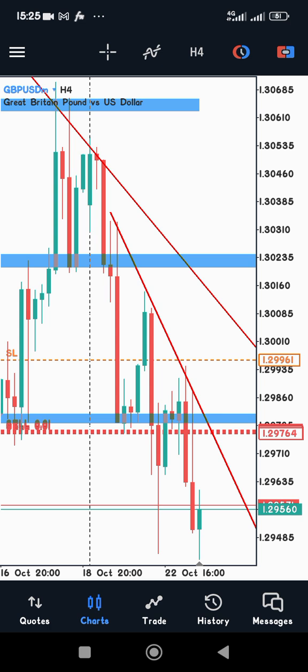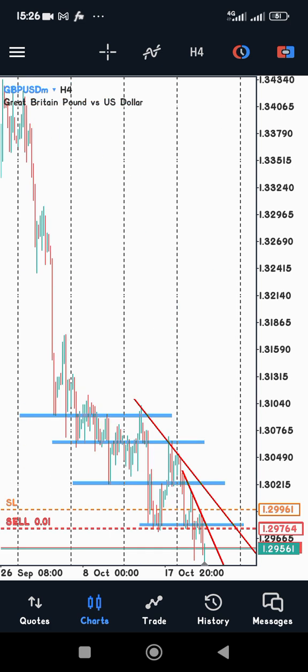The first thing I normally do is to locate the trend. If you look, the trend is a downward trend. The trend is bearish because it's forming lower low, lower high, lower low, lower high. When the market is forming lower lows and lower highs, that is the bearish trend. That is the downtrend.